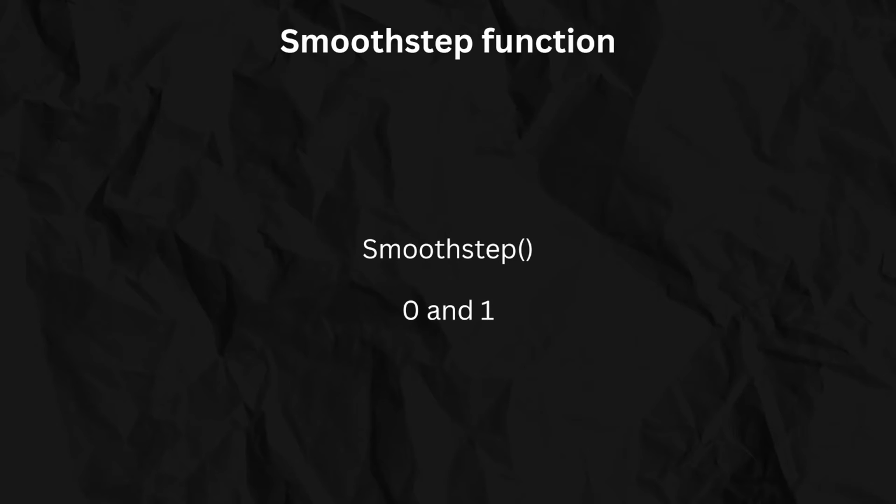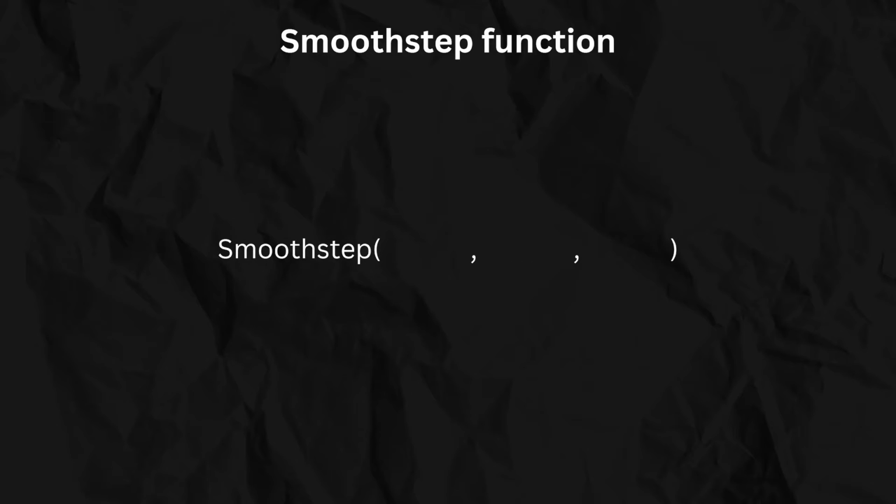Smoothstep function always returns a value between 0 and 1, and it takes 3 parameters. An input value, edge 0, which in Unity is called edge 1 and in Unreal is called min, and edge 1, which in Unity is called edge 2 and in Unreal is called max. If our input value is less than edge 0, the Smoothstep function will return 0. If our input value is greater than edge 1, it will return 1. And if the input value falls between edge 0 and edge 1, it will interpolate between 0 and 1 using Hermite interpolation. Now let's try to visualize the Smoothstep function.